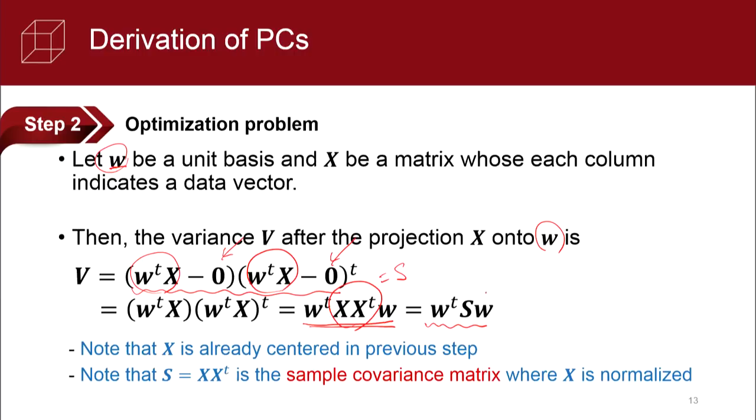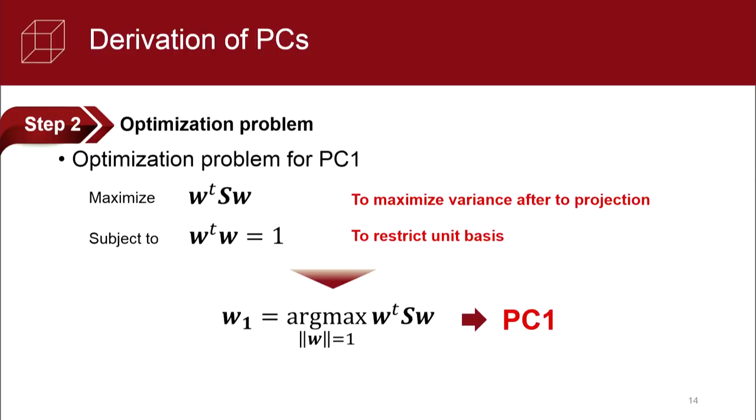And we try to maximize this variance, all right? So if you think about the optimization model, we try to identify principal component 1, which is the solution of this optimization problem. We try to maximize w transpose S w, which is the variance after the projection, right? And subject to that, we'd like to identify the unit vector. So if you solve this optimization problem, then it must be the first principal component.